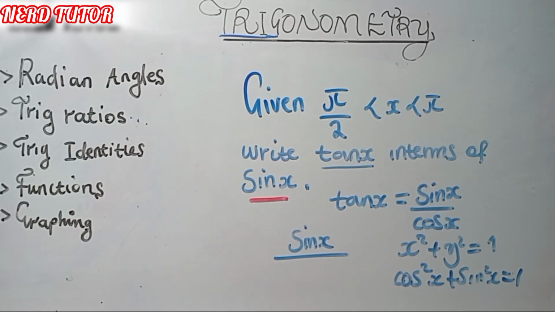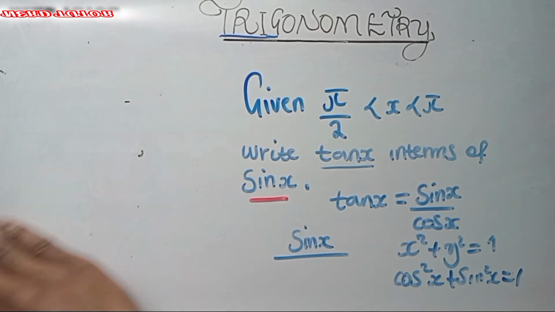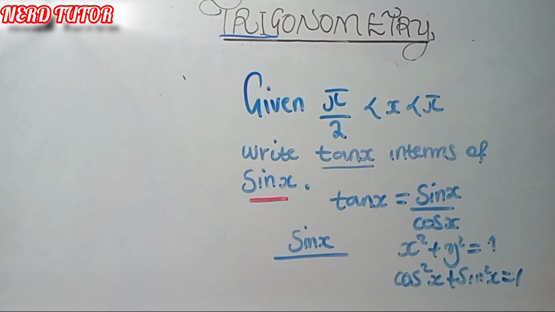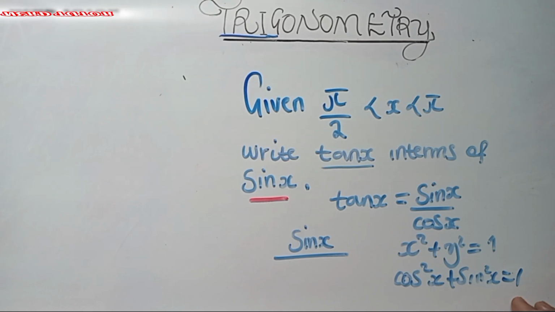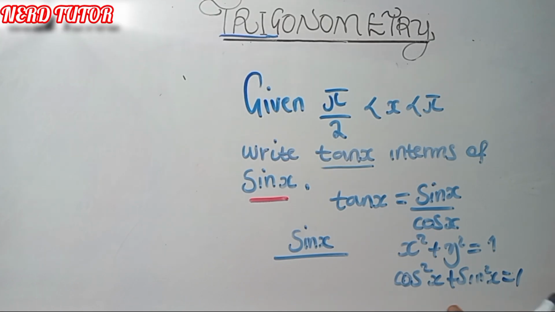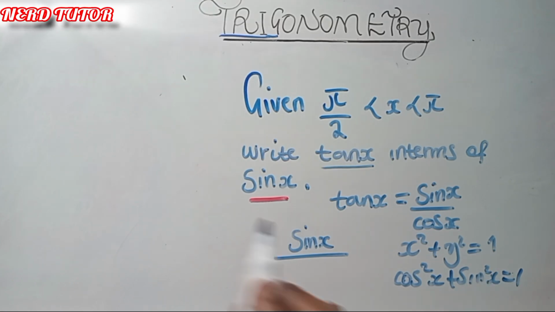So from here, what are we going to do now? Let me just use this space here. So what we're going to do here, we have this identity cos squared x plus sin squared x is equal to 1. So we're going to make cos squared x the subject. We're going to have what?